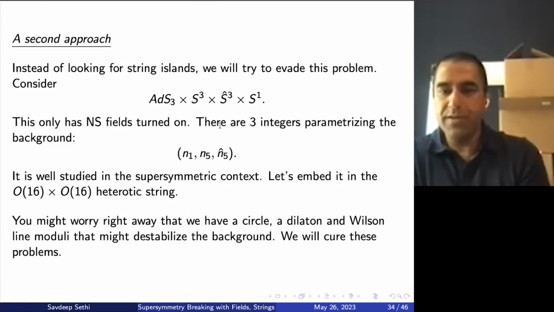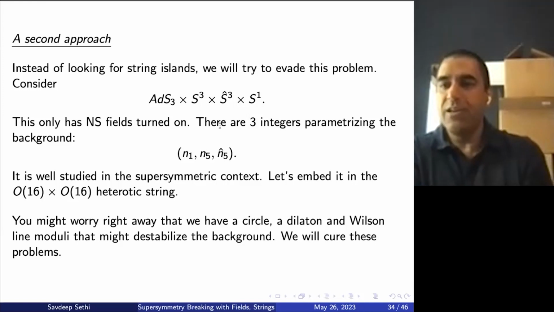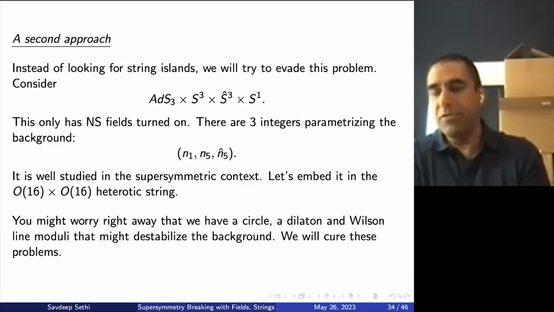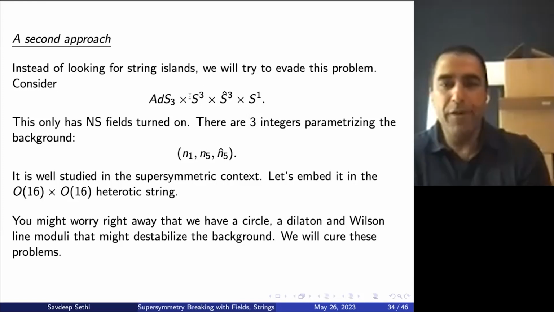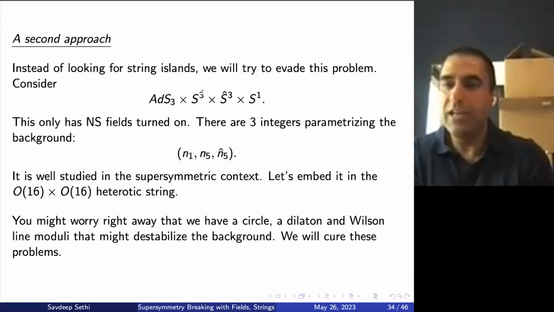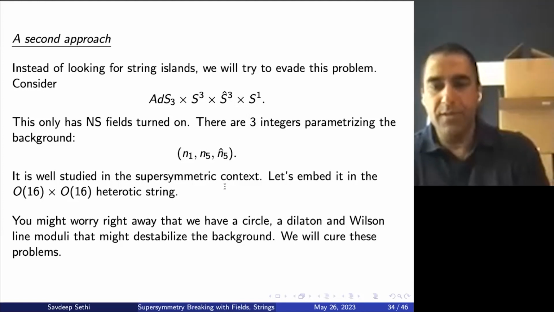There's now an extra parameter, N5 hat, parameterizing the flux through the new 3-sphere. And it's again been well studied in the supersymmetric context. It has one irritating feature, which is there is a tachyon exactly at the BF bound. It's not below the BF bound, but it's exactly at threshold in this background. So if we're going to perturb this background by a one-loop correction, we have to be careful to make sure that tachyon doesn't go below the BF bound, but actually stays above it. Still, there's a circle there, and the circle, along with the dilaton and Wilson line moduli, might destabilize the background. We'll try to cure these problems.